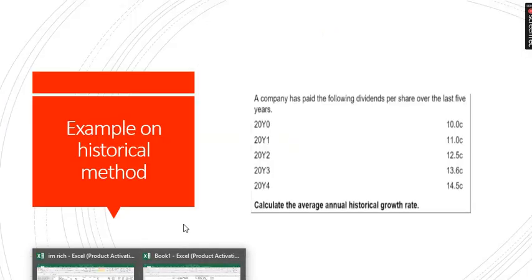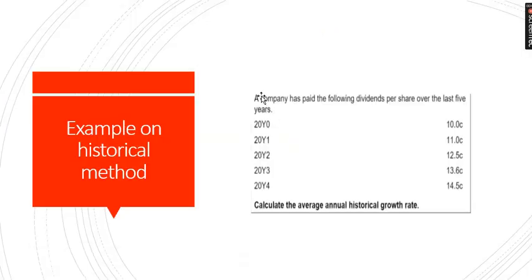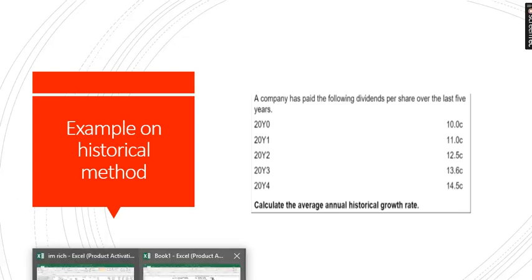Okay, so back to the question. A company has paid the following dividends for the past 5 years. So we have 10.4 to 14.5. So let's go to Excel and calculate the growth rate.